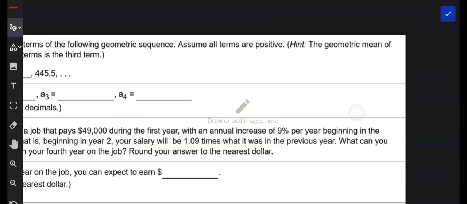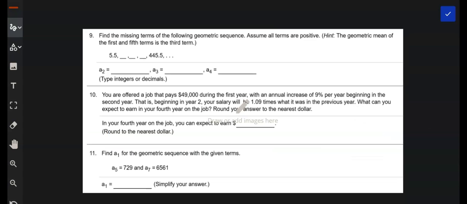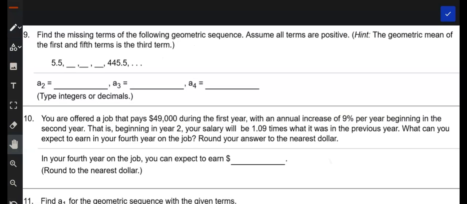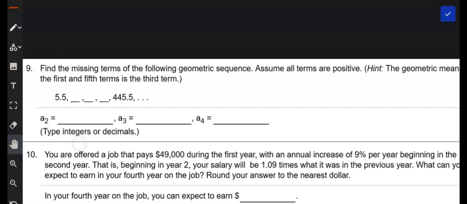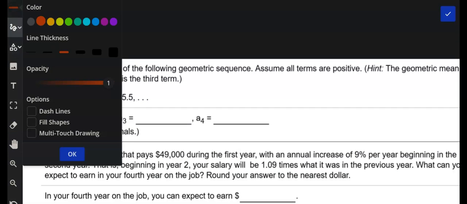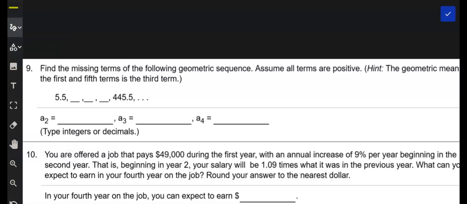Don't you dare. Page 7. Alright. Yeah, we'll be done with these today.